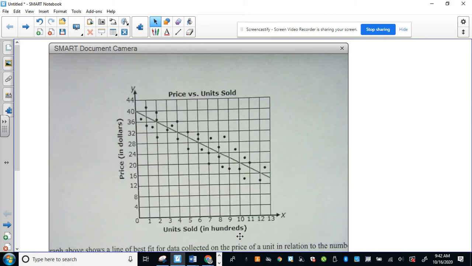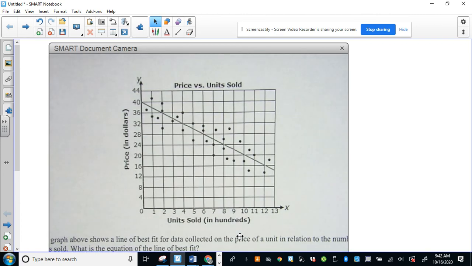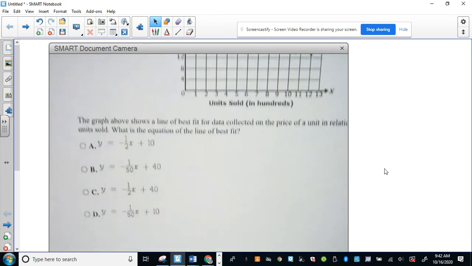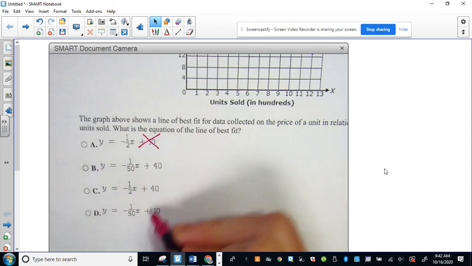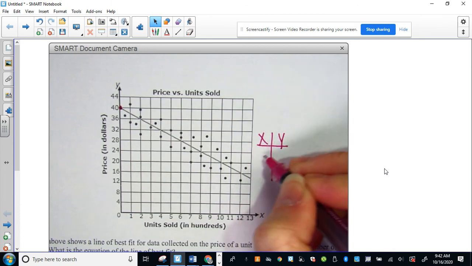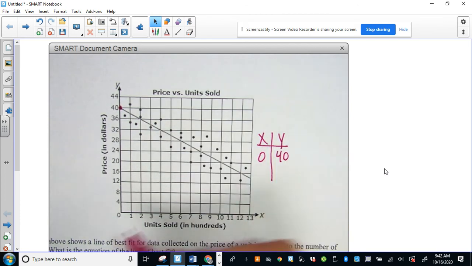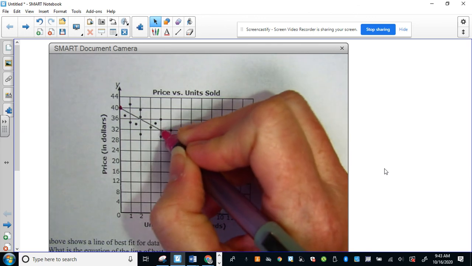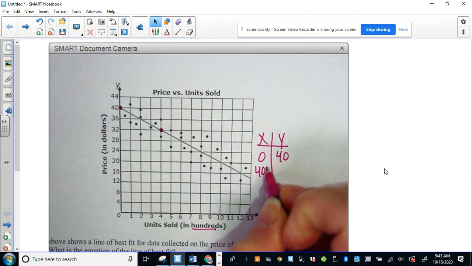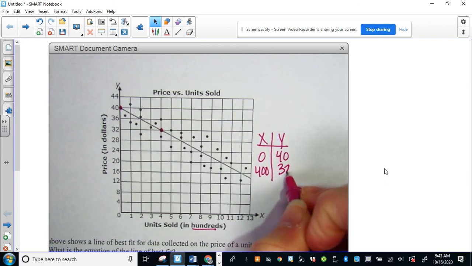And then 15, last one, the units sold in hundreds. So this is how many hundreds that you did. So my y-intercept is 40. So if I look at my answer choices, I can get rid of this and this. And now let's pick some points. That first point that I just used is 0, 40. And then another one on a crosshair, there's a good one. That's 400, be careful, and 32.